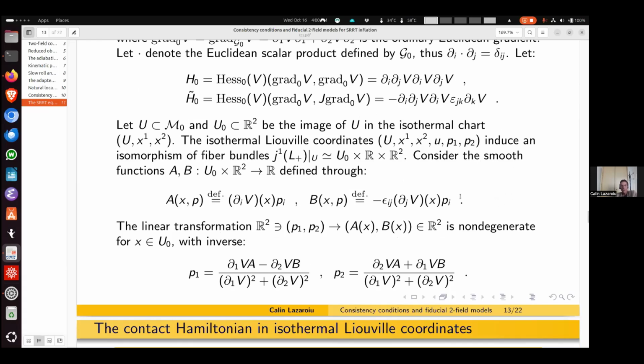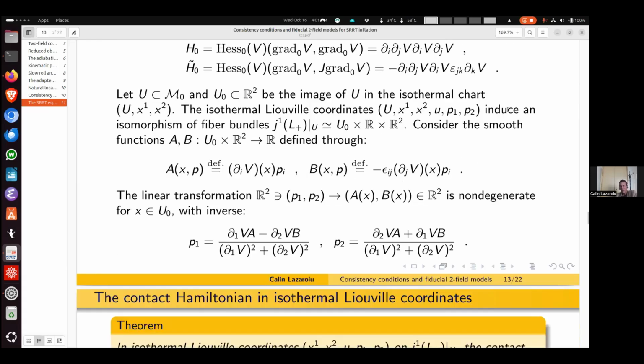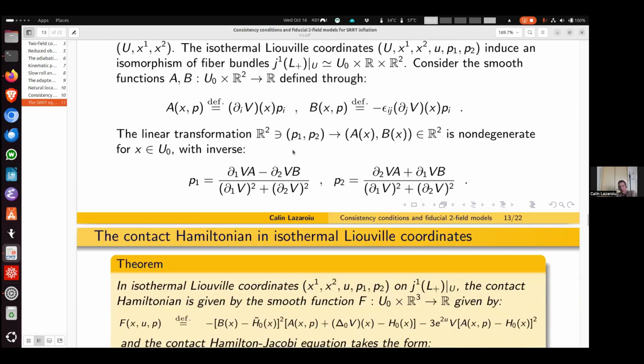They are defined locally. So these isothermal Liouville coordinates, whose definition I didn't give, induce an isomorphism of vector bundles between J1 of L plus restricted to U and this open subset U naught cross R2. So you can see what's the local structure of your contact manifold. Then you have to consider two smooth functions defined on U naught cross R2 valued in R given by these formulas.